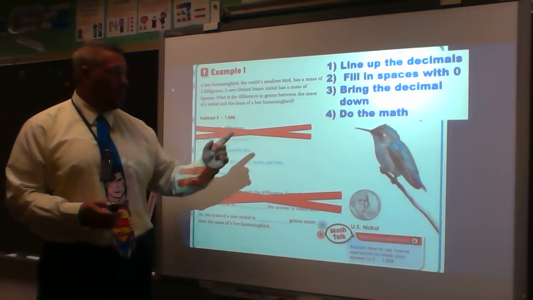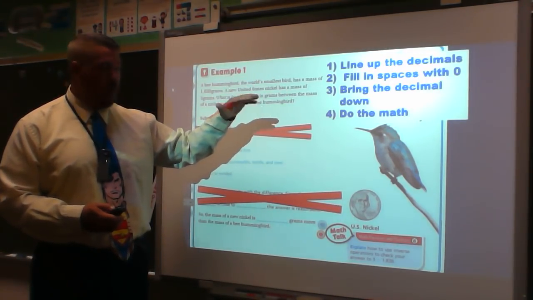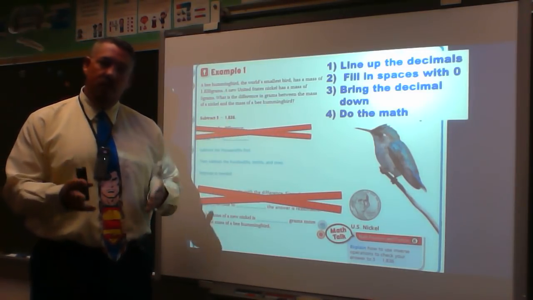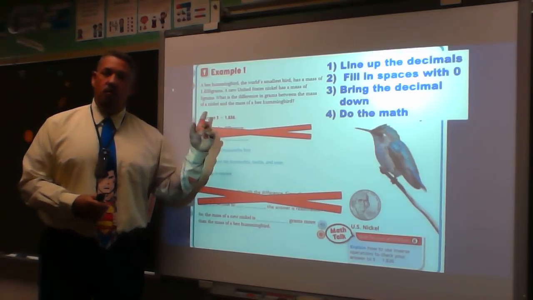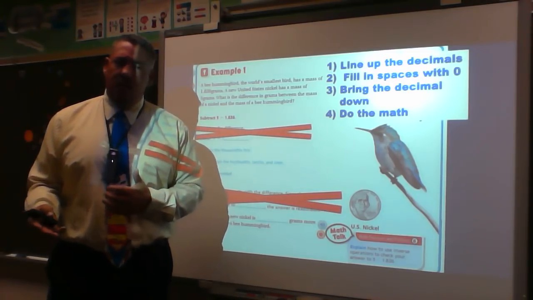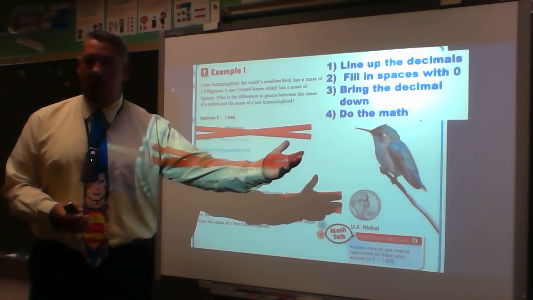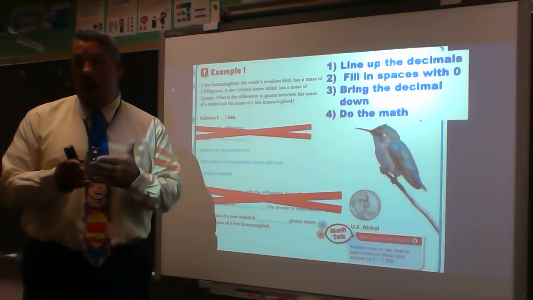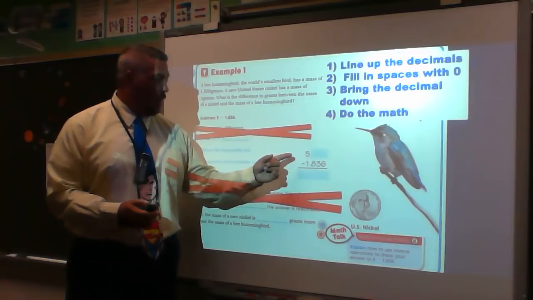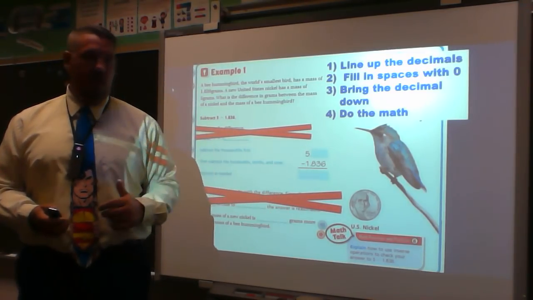So I know I'm going to line up my decimals. I'm going to fill in my spaces with 0. Then I'm going to bring my decimal down. Then I'm going to do the math. But here's the thing. There's no decimal on the 5. Well, any whole number actually has an invisible decimal because they could have numbers behind it. So all I have to do is make sure I add the decimal and then I line it up. So as long as I make sure that I add the decimal first and then I can fill in with zeros, I'm not going to make any mistakes.